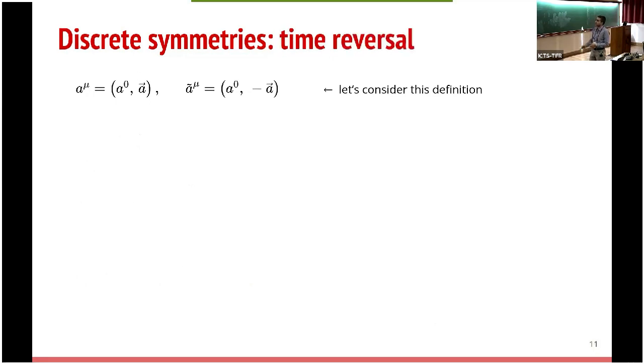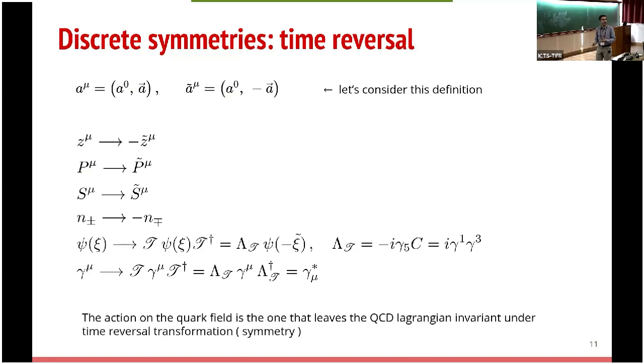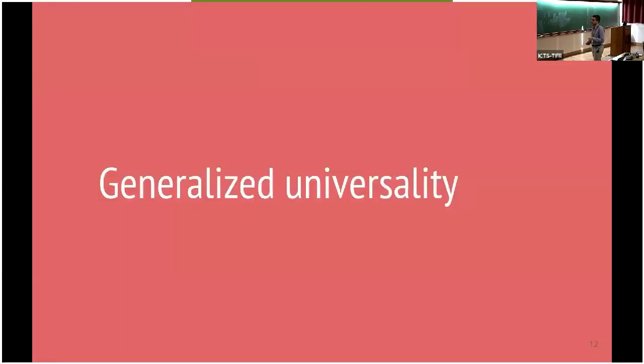And something similar happens for time reversal. Time reversal amounts to inverting only the time component. So z goes to minus z tilde. So you change only the time component. Again, momentum goes to p tilde, s goes to s tilde, n plus goes to minus n minus, and n minus goes to minus n plus. So you switch n plus and minus and you invert the sign. And there is a similar transformation law for the spinors and the gamma matrices, which comes again from the fact that the QCD Lagrangian is invariant under time reversal. All right, so these are the tools that you can use to work out the symmetry properties for the TMDs and the correlation functions. We are going to use them later.